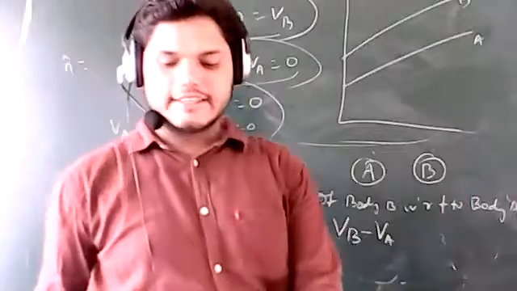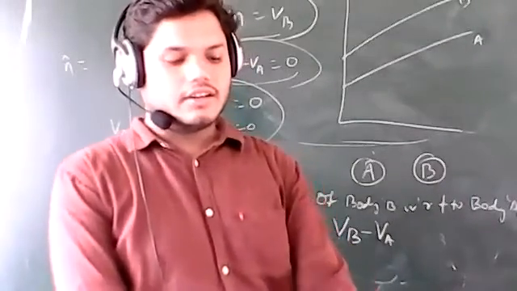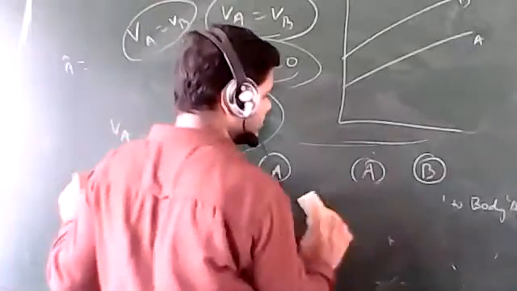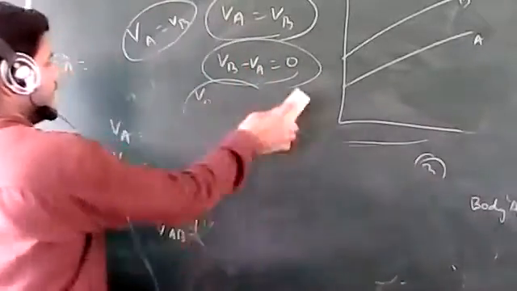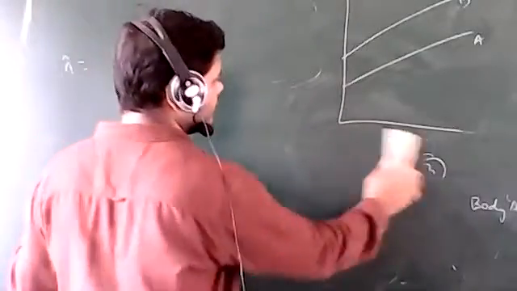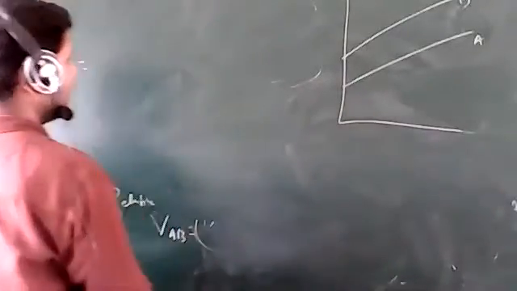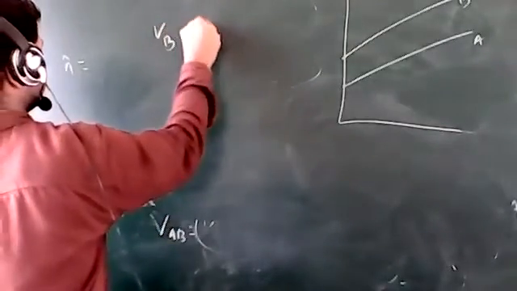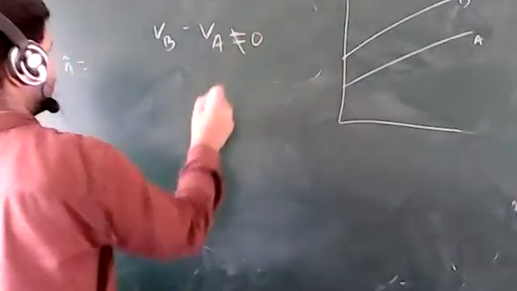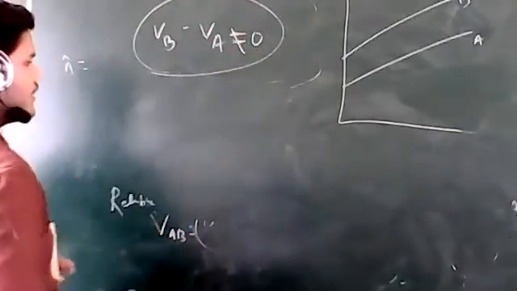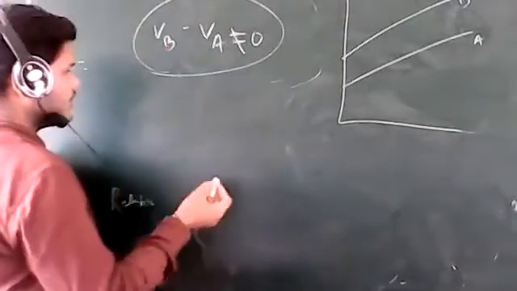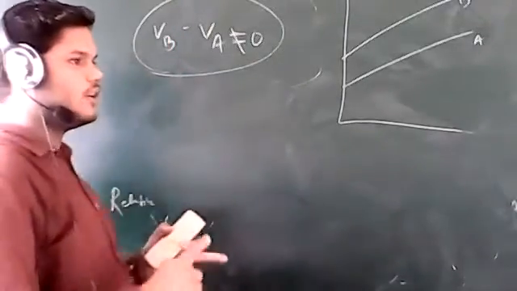And second thing, what is the graph for? VA means the velocity of body A, and VB means the velocity of body B. If VB minus VA is not equal to 0, what does that mean? They will not have the same constant velocity.